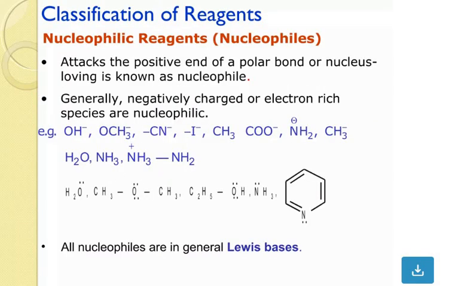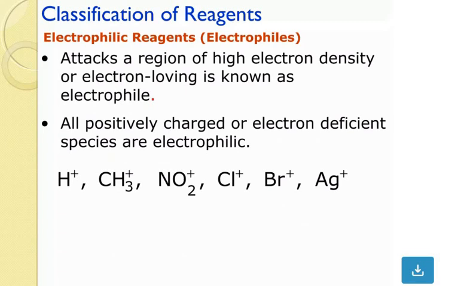Now classification of reagents. Nucleophilic reagents, nucleophiles, attack the positive end of a polar bond or nucleus; nucleus loving is known as a nucleophile. Generally negatively charged or electron-rich species are nucleophiles. You can see OH minus, OCH3 minus, cyanide minus, I minus, CH3 minus, COO minus, NH2 minus, H2O, ammonia, and more examples, pyridine. All nucleophiles are in general Lewis bases.